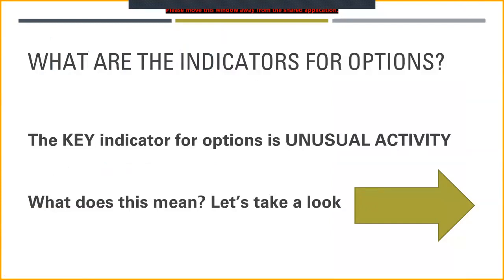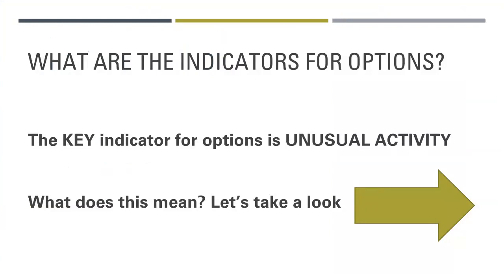Right? So what are the indicators for options? The key indicator for options, and this is almost like a big secret, a lot of people don't know this, the key indicator is unusual activity. And I'll show you exactly what this means. People, you could have gotten in on some major gains.